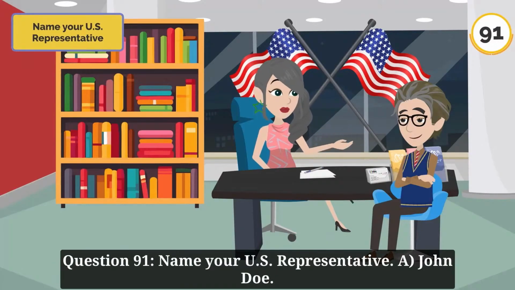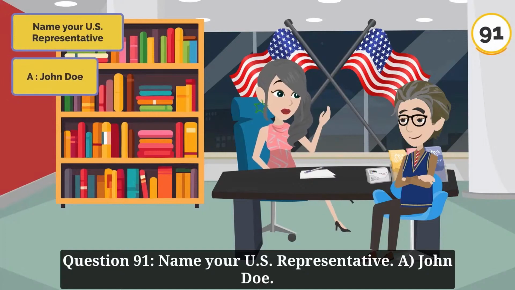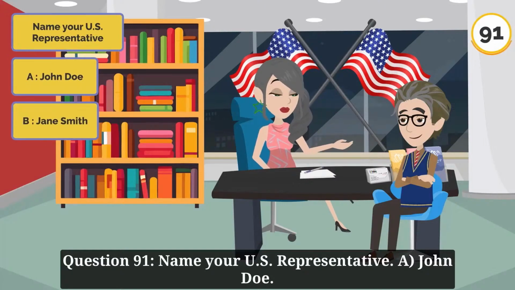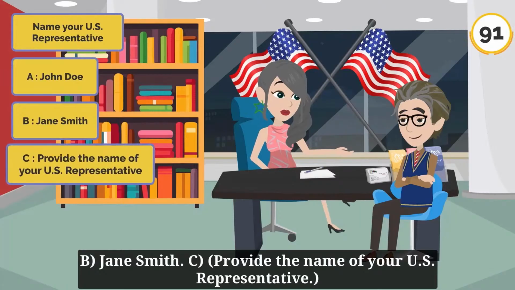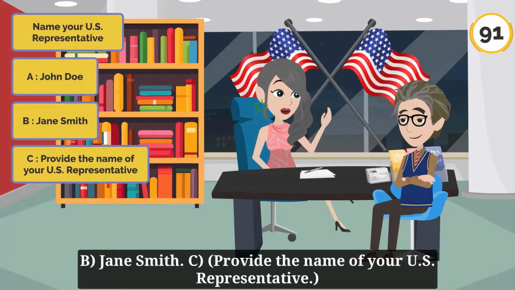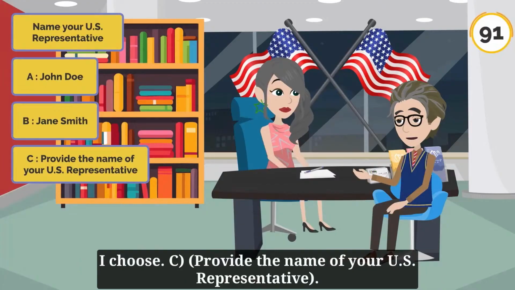Question 91. Name your U.S. representative. A. John Doe. B. Jane Smith. C. Provide the name of your U.S. representative. I'll go with C. Provide the name of your U.S. representative.